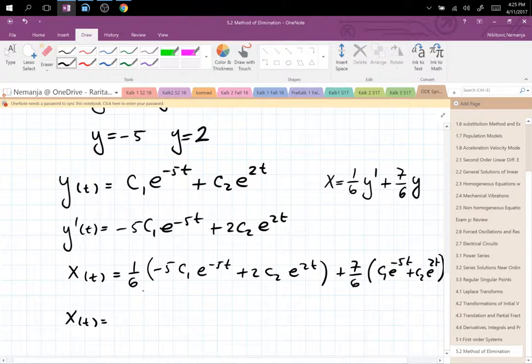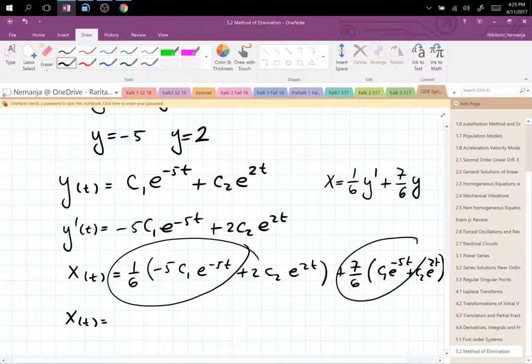So what do I have? I have this term here and this term here, which are both e to the negative 5t. So when you work them out together, you have minus 5 over 6 plus 7 over 6. That's 2 over 6, so 1/3 c1 e to the negative 5t. Bueno?